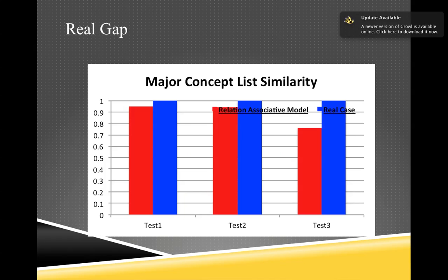Then I will evaluate the real gap between the relation associated model and the original topology. In the previous test, you can see that I used the relation associated model as the standard output, but how the relation associated model compares to the real case, what I mean is the original case. Here I only use 3 tests because establishing the real context is very complex.